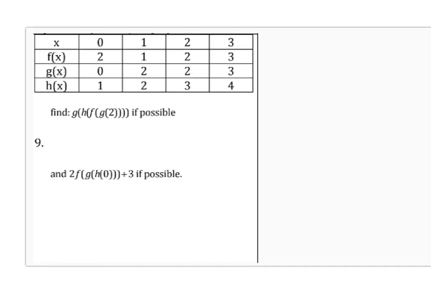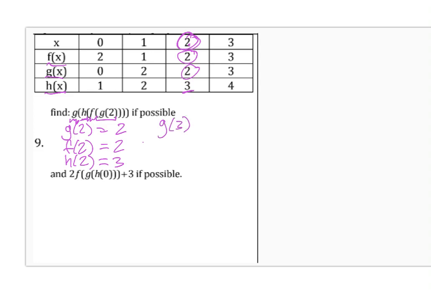All right, we've got some messy problems, but the goal here for me really is to show that these are not as scary as they look. These are working from the inside out. So I'm going to find g of 2. G of 2 is 2. And then I'm going to go one layer out and find f of 2. F of 2 is also 2. And then I'm going to go one layer out and find h of 2. H of 2 is 3. And then my last layer, g of 3, is 3.